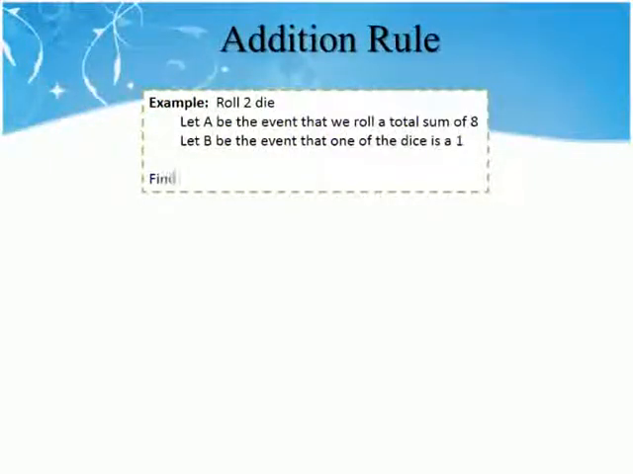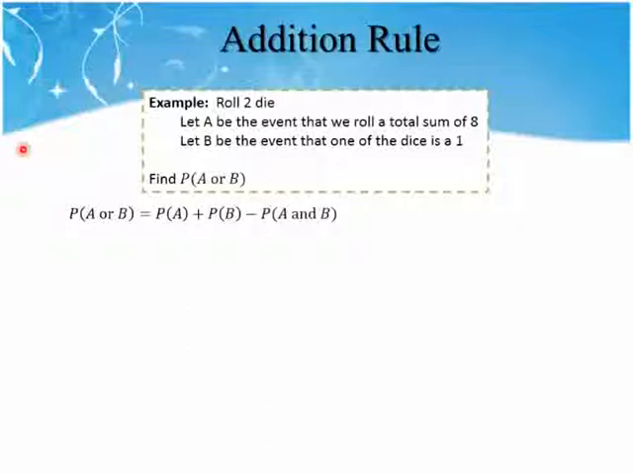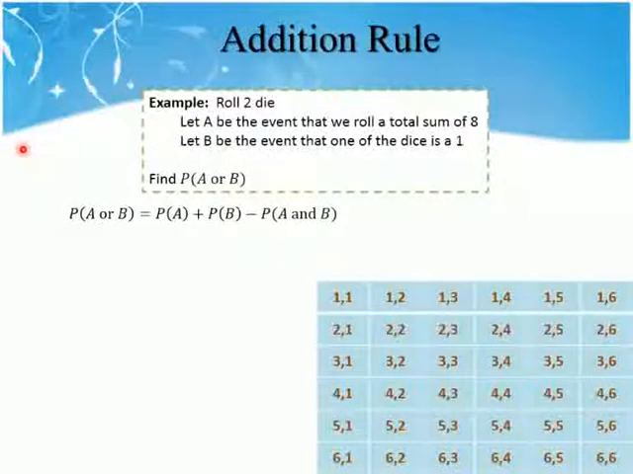Another example. Suppose we roll 2 dice. We let A be the event that we roll a total sum of 8, and we let B be the event that one of the dice is 1. Find the probability that A happens or B happens. We'll use our addition rule again, and let's look at the sample space for rolling 2 dice as we did in the previous section.